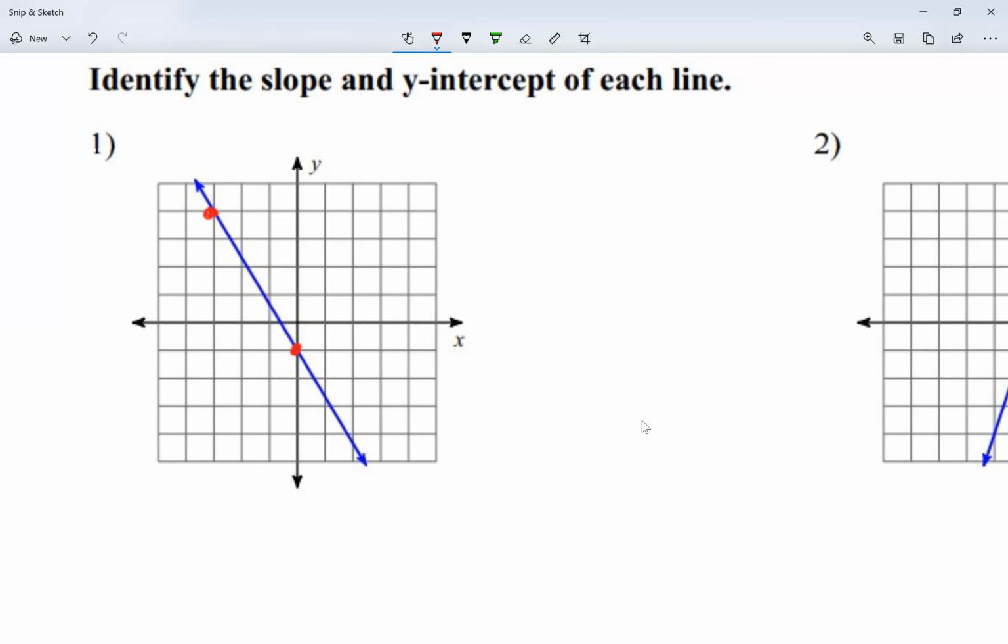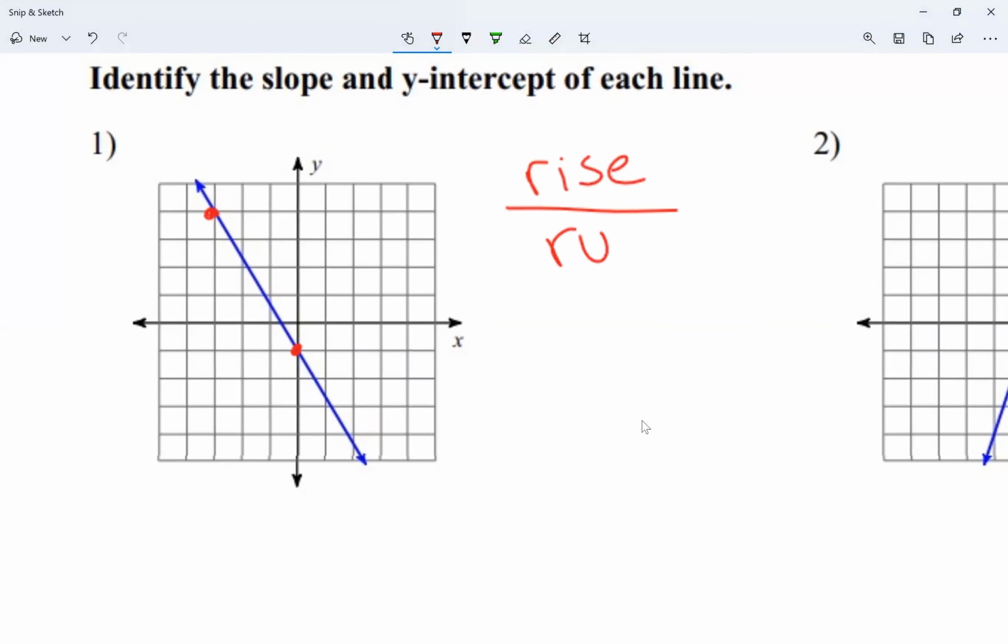Sometimes I have more than 2 choices. So we learned last week that the slope was the rise. The rise is how much up or down, up if it's positive, down if it's negative, rise over run. So how much do you move sideways? So the first thing I have to do is identify the slope.